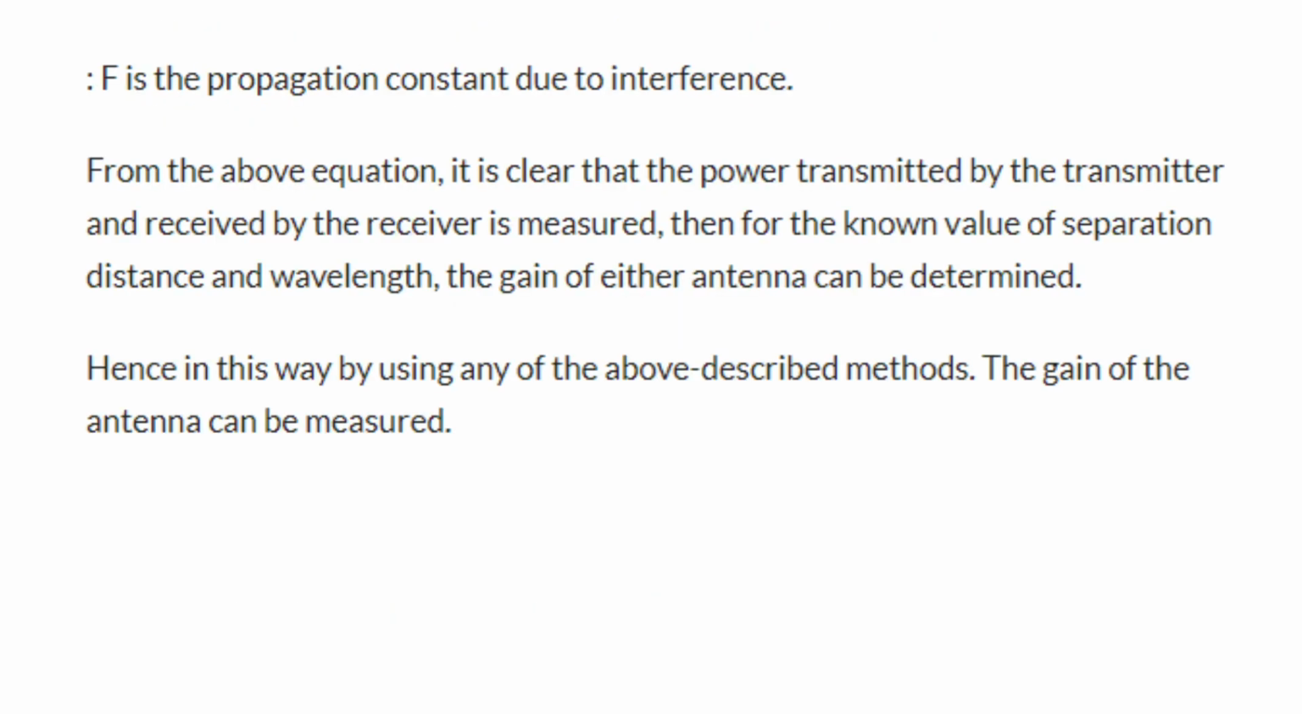F is the propagation constant due to interference. From the above equation, it is clear that the power transmitted by the transmitter and received by the receiver is measured. Then for the known value of separation distance and the wavelength, the gain of either antenna can be determined. Hence, in this way, by using any of the above described methods, the gain of the antenna can be measured.